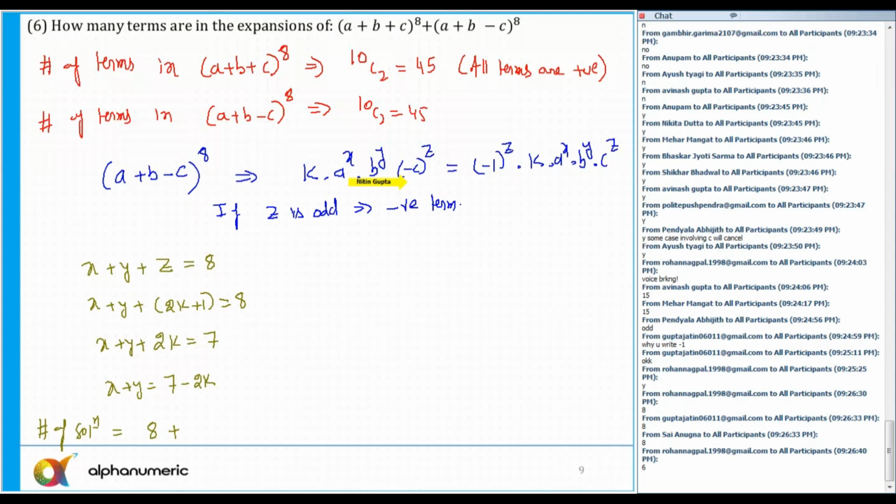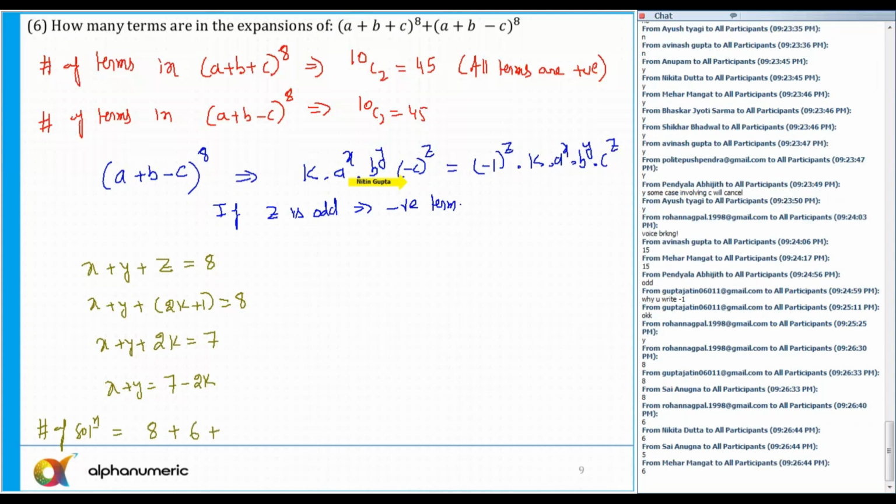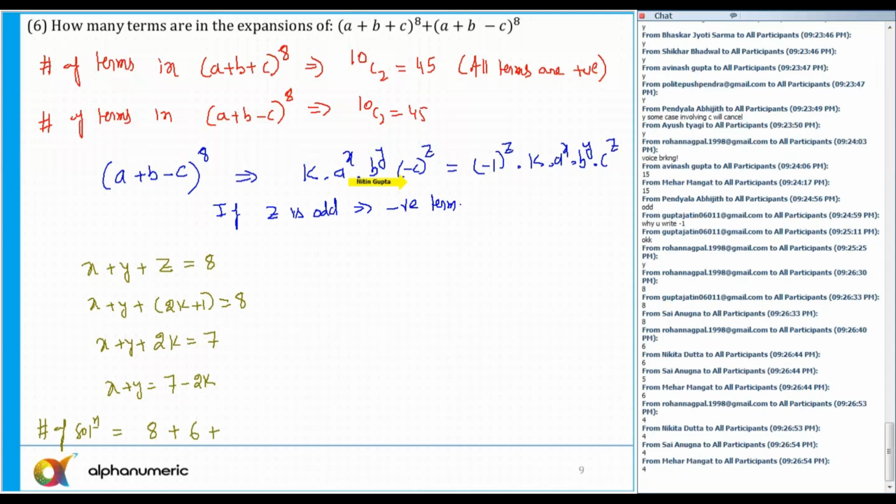That is 6. When k is equal to 2, 2 into 2 is 4. So 7 minus 4, 3. So x plus y is equal to 3. How many solutions? That is 4. Can I still get a pattern? Then it will be 2. That's it. Any other possibility?